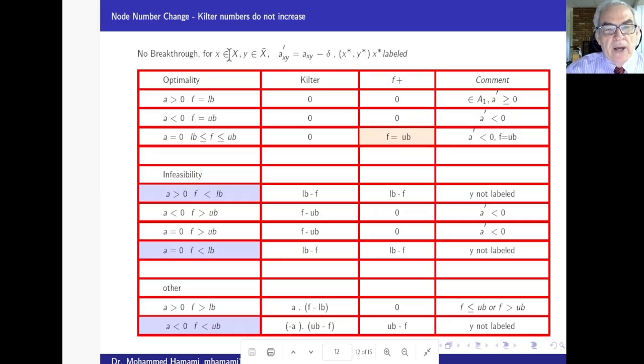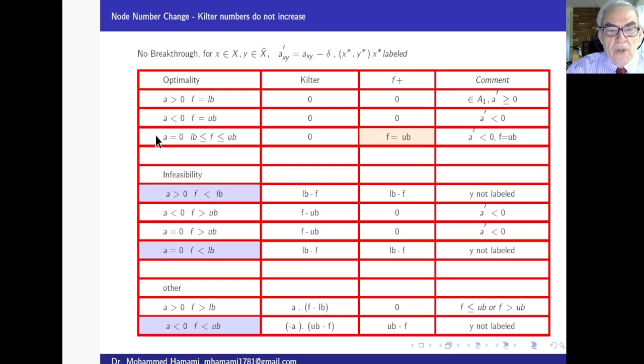Remember, this arc goes from X to X bar. And in the labeling procedure, we want to increase the flow here. So therefore, this rules out this state, because if my arc XY is in this state, I would have been able to increase the flow and therefore label Y. So my arc is not in this state, is not in this state, and it's not in this state.